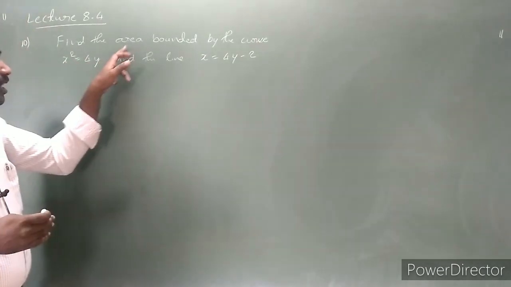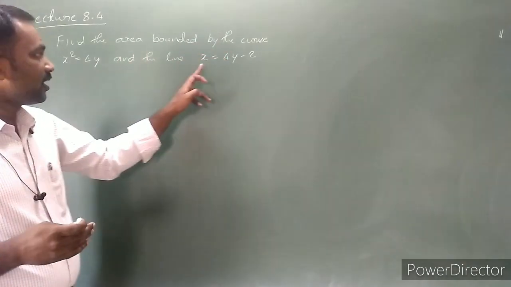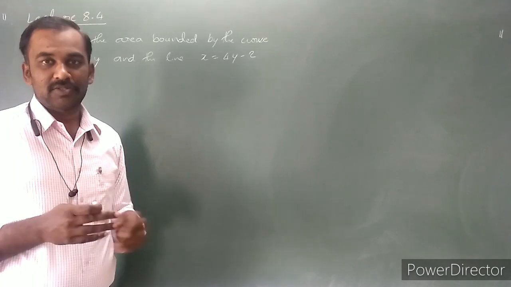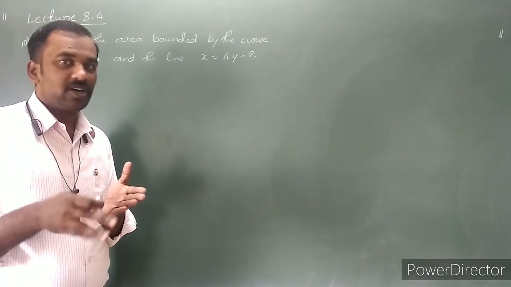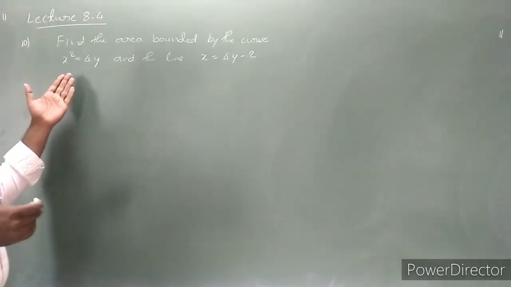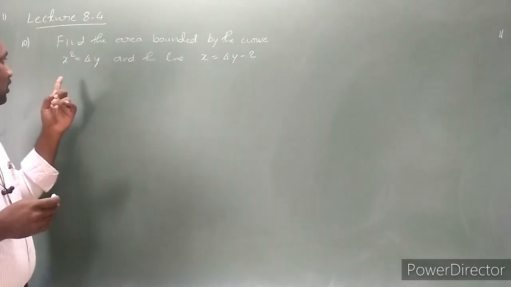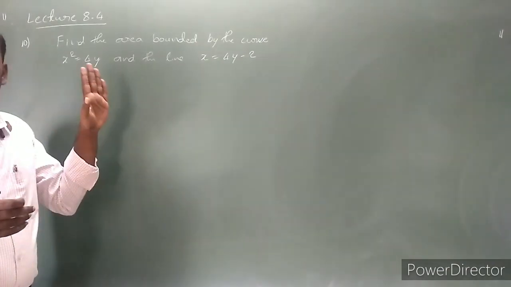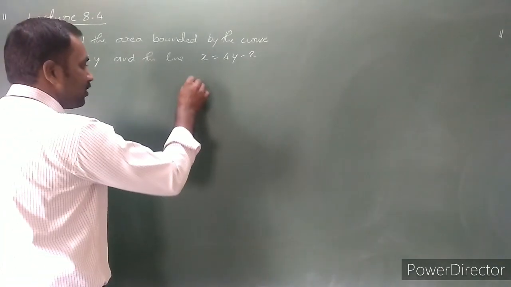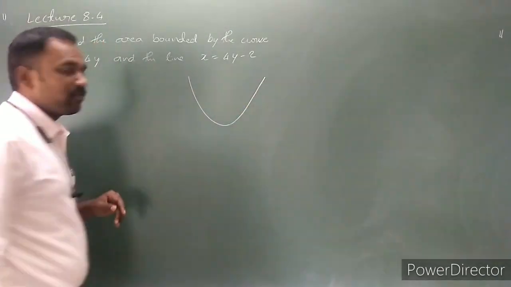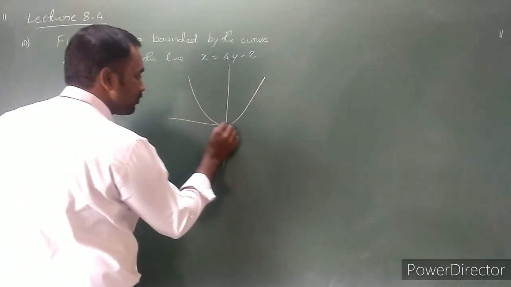Find the area bounded by the curve x square is equal to 4y and the line x is equal to 4y minus 2. Previously, one curve and a vertical or horizontal line were given. Here the curve is given. What is the curve? x square is equal to 4y. It is nothing but an upward parabola, x square is equal to 4ay. So it is an upward parabola, and the vertex of the parabola is at the origin.